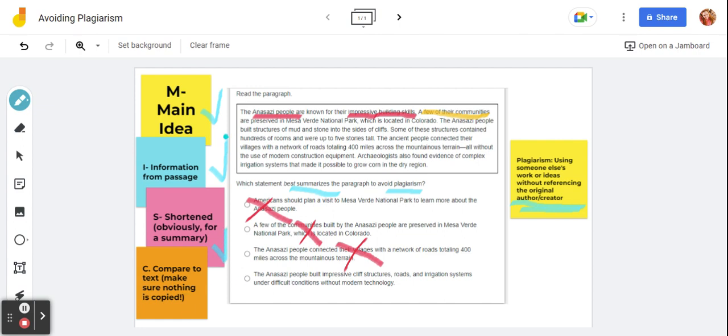And when I compare it to the text, are there any sentences that match it word for word or have only had a couple words changed? Nope. So it passes to make sure nothing is copied, because this is its own idea, but it also relates to the information from the passage. All right. So it avoids plagiarism because it's a whole new idea, but it is a summary because it includes information from the passage.